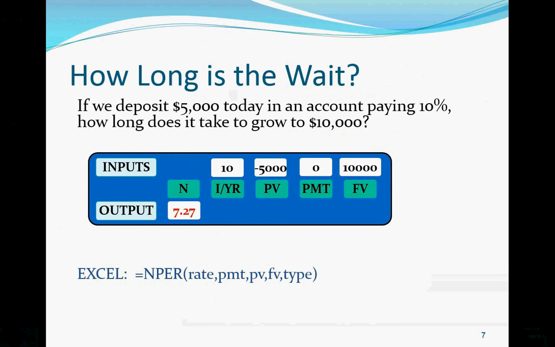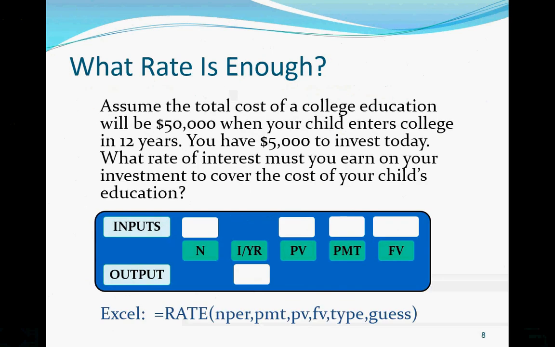Alright, so make sure you try that. The next one is to solve for interest rate. So assume the total cost of college education will be $50,000 when your child enters college in 12 years. You have $5,000 to invest today. What rate of interest must you earn on your investment to cover the cost of your child?